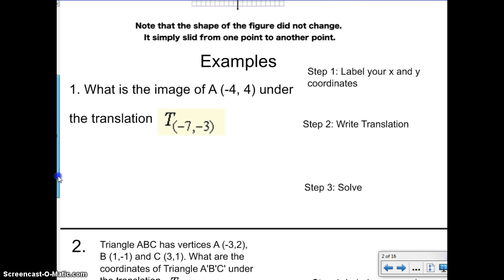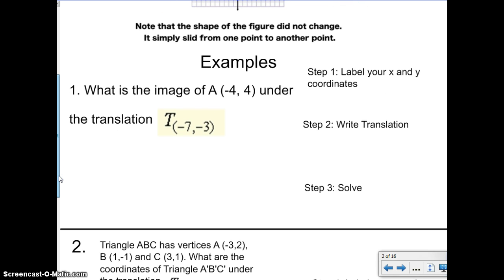The first one says, what is the image of A, which is the point -4, 4, under the translation? Whenever you see translations, I know this is a review, but remember, they look like that. You see a big T with numbers down there. So what does it say for our steps? Step one says, label your X and Y coordinates. We go to point A. We know that X is here, Y is there, right? And not just point A, we also want to look at the translation too. Remember, this goes with our X, that goes with our Y.